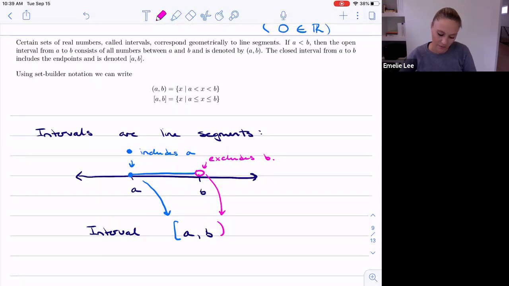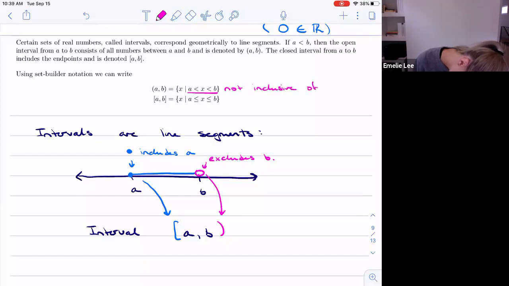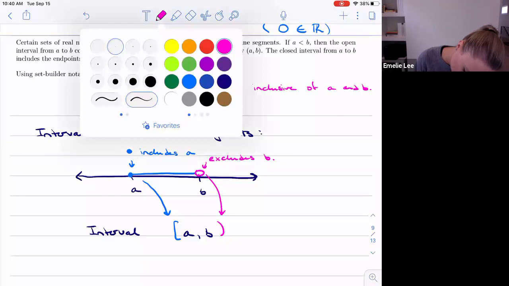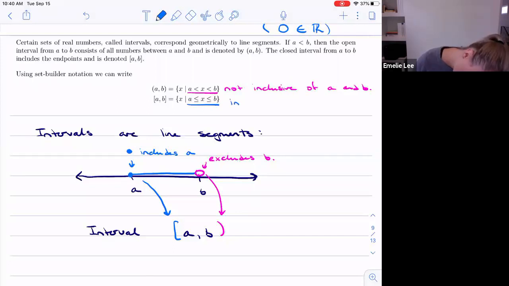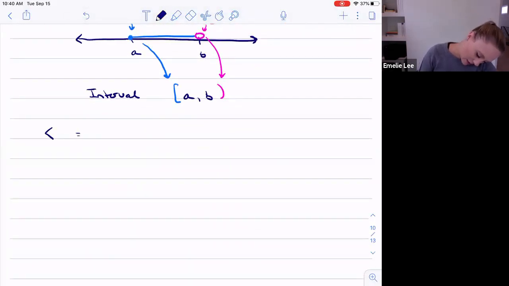And we can also write them using set builder notation, right? And so here, round brackets around A to B means that X is any X between A and B, not inclusive. Not inclusive of A and B. Right? Because you don't have that less than or equal to, you just have the less than sign, whereas the only difference here is that it is inclusive of A and B. So you've got your less than or equal to. So this is your less than.